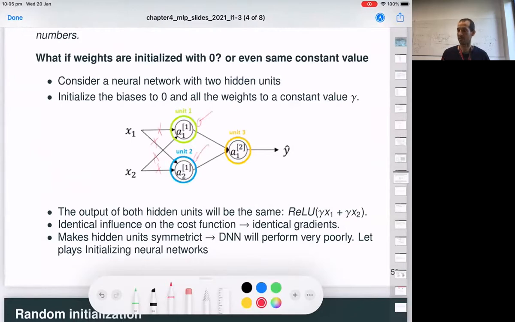So it's something symmetric. And when you do the backpropagation, you will have the same information, so we don't give the network the power to have a good approximation function. Your deep neural network will try to find some optimization, but it will perform very poorly. So keep in mind that we have to do something more clever. Never initialize the weights of your neural network to zero. But the bias is fine. The bias is always initialized to zero.